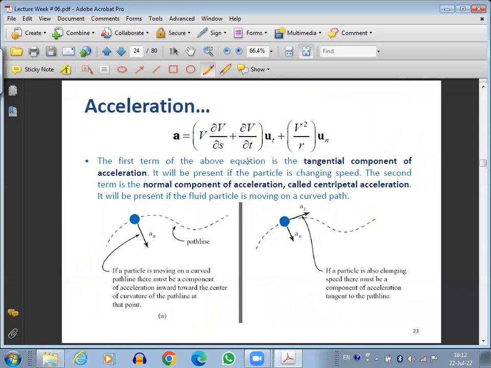The first term of the above equation is the tangential component of acceleration. This is the tangential component of acceleration. The second term is the normal component of acceleration. This is the normal component of acceleration, also called centripetal acceleration. पूरा tangential component, whether variation with space or variation with time. But this is only the variation in magnitude. And so it is the tangential component.